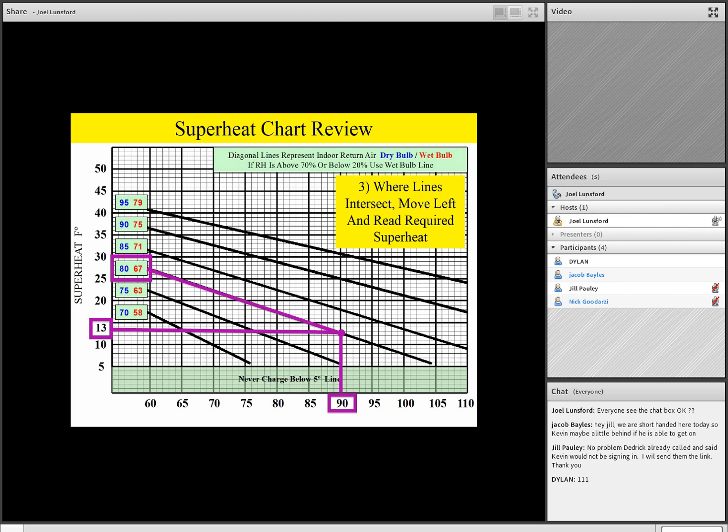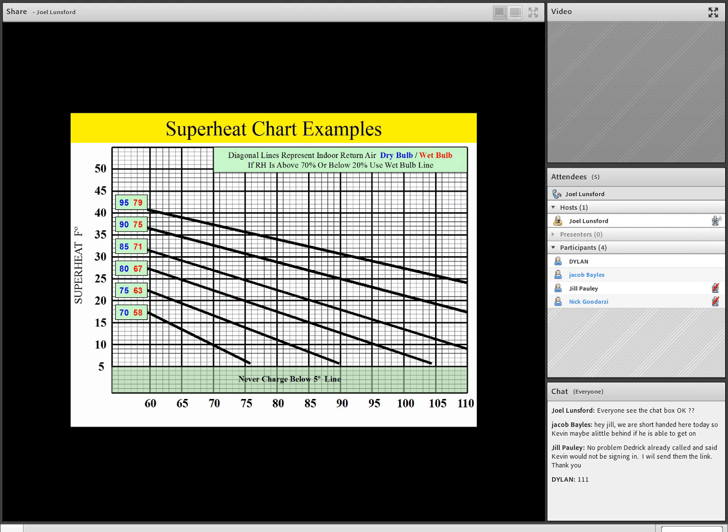Is there any questions or comments on the utilization of this superheat chart? Now please remember, team, again, this chart is strictly for piston type of metering devices on the indoor coil. Let me go ahead and clear the information off that chart, and let's do 1 or 2 practice sessions together. So go ahead and unmute your microphones for me, please.